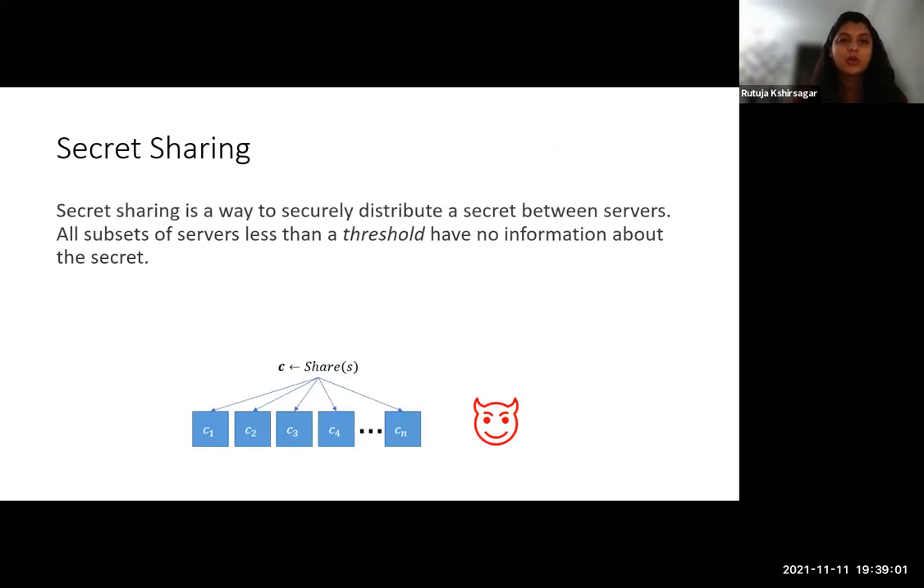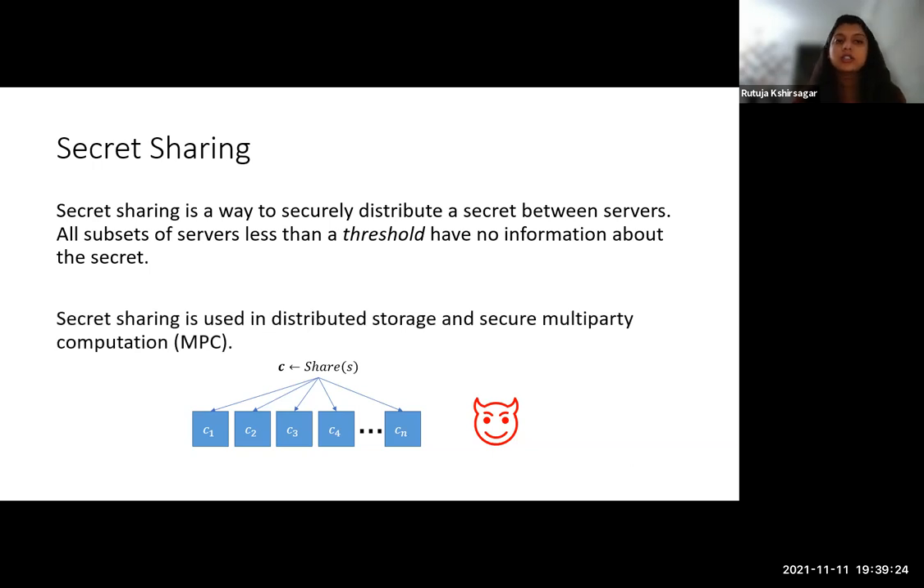So a threshold secret sharing scheme takes a secret S and distributes it over n different servers, such that if an adversary has access to fewer than the threshold number of servers, it can receive no information about the secret. Secret sharing is used in distributed storage and secure multi-party computation.